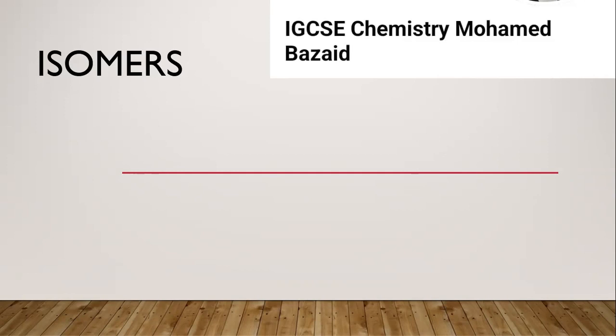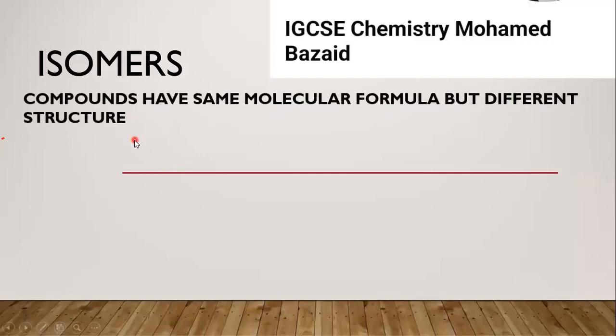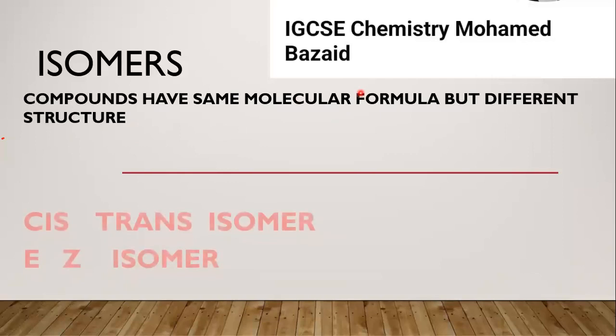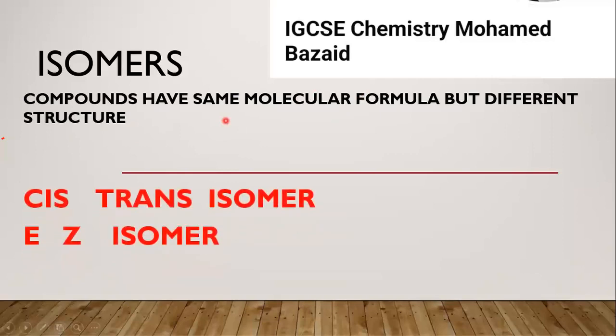As you know from O-level, isomers are compounds with the same molecular formula but different structure. In O-level, we asked you to just draw different structures for a particular compound. For example, but-1-ene, you have to draw but-2-ene, just changing the position of the double bond. But today in AS, we have new kinds of isomer and a new naming.